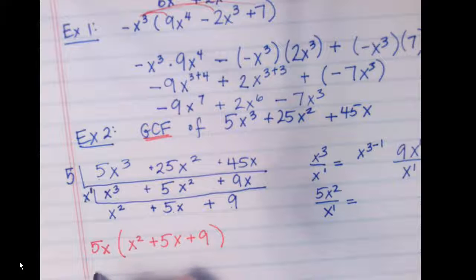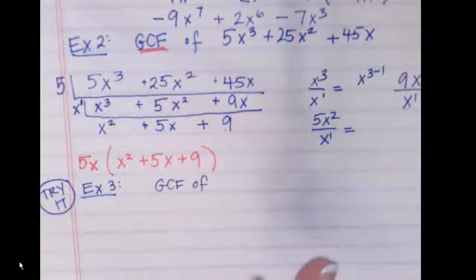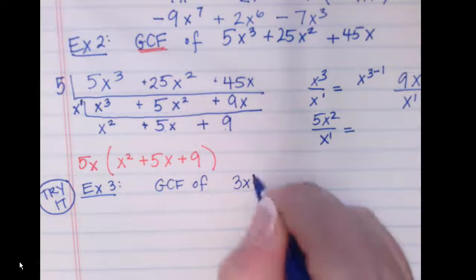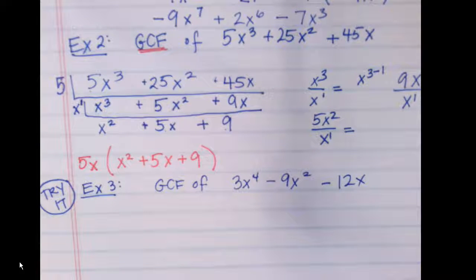So let's try another one of those. This would be a try it problem, so I'm going to work it out, but you can pause the video and see if you know what to do. So I want to know what is the GCF of 3x to the fourth minus 9x squared minus 12x. So now you can pause the video and I'm going to work it out.